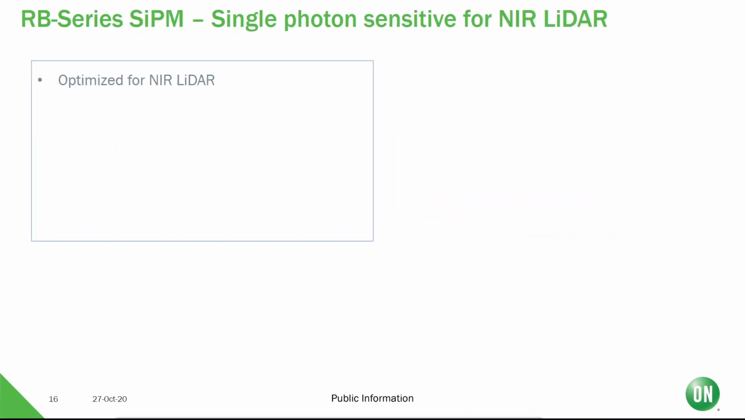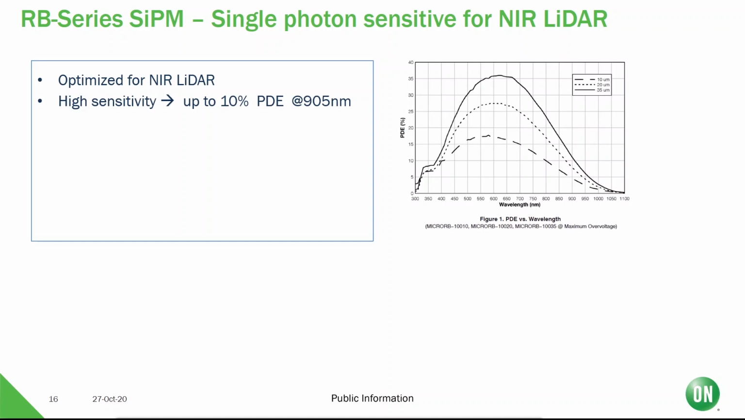RB series sensors have been developed specifically with the LiDAR application in mind. The high sensitivity at 905 nanometers allows detection of very low NIR signal levels. Single photon sensitivity of the SiPM can be exploited in conjunction with multi-shot histogramming to detect return signals close to the noise floor with a high degree of confidence.